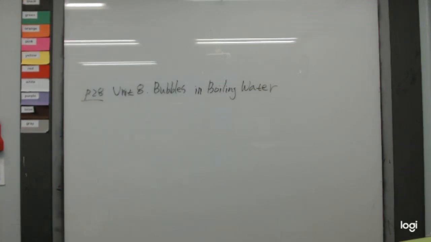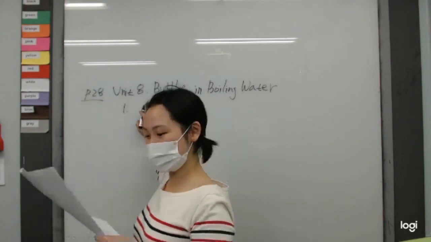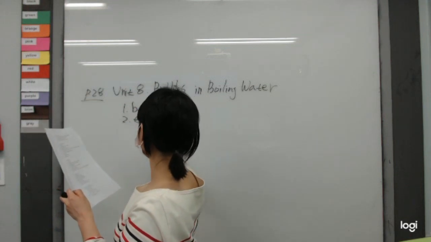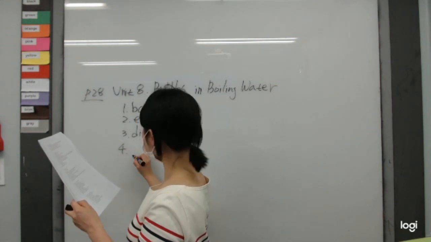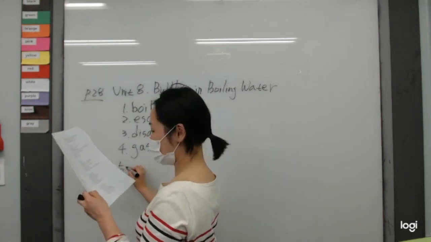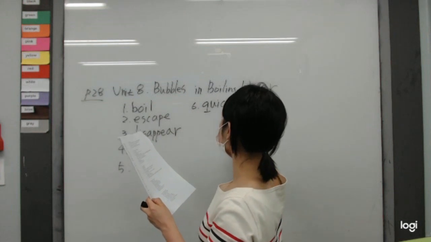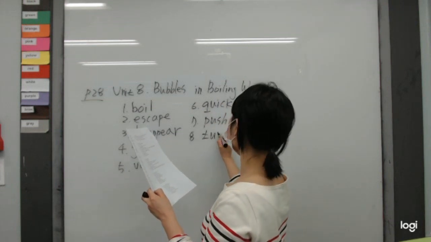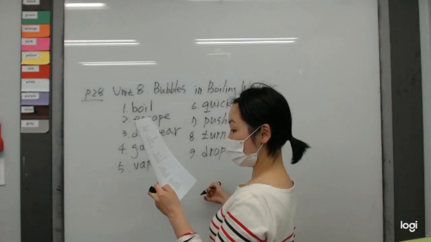Okay guys, already switched the paper. Good. Number one, oil. Good. Number two, easy shape. Number three, disappear. Number four. Number five, vapor. Number six, quickly. Number seven, push. Number eight, turn into. Number nine, drop. Is it all? Good.